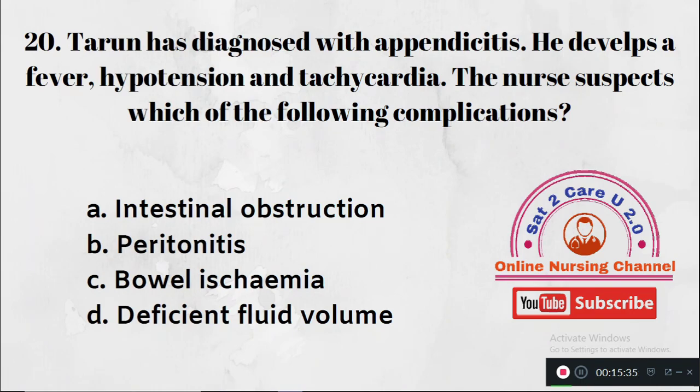Question number 20. Tarun has been diagnosed with appendicitis. He develops a fever, hypotension and tachycardia. The nurse suspects which of the following complications? Option A, intestinal obstruction. B, peritonitis. C, bowel ischemia. Option D, deficient fluid volume. So for a client diagnosed with appendicitis who has fever, hypotension and tachycardia, the nurse can expect the complication of peritonitis. That is the first complication to be noticed in a client with appendicitis.